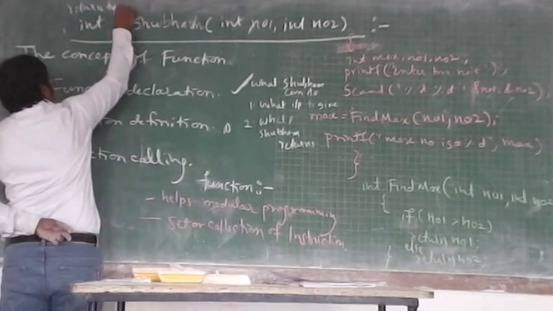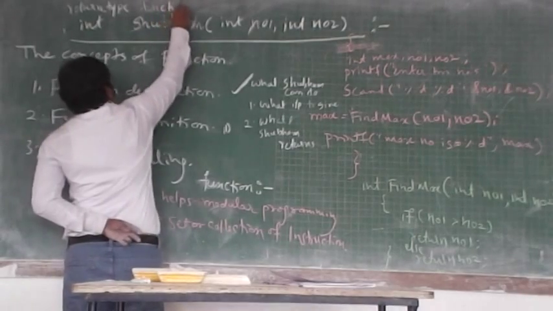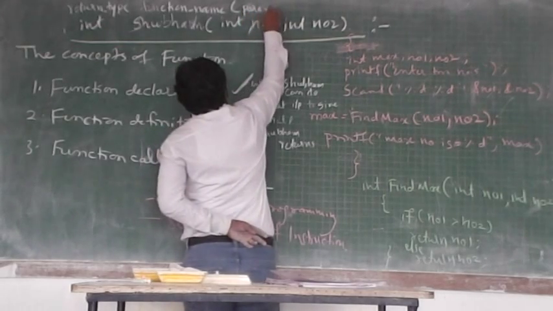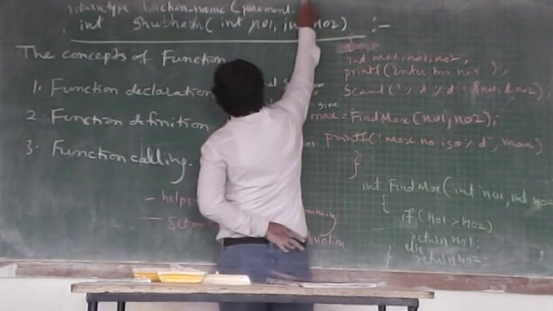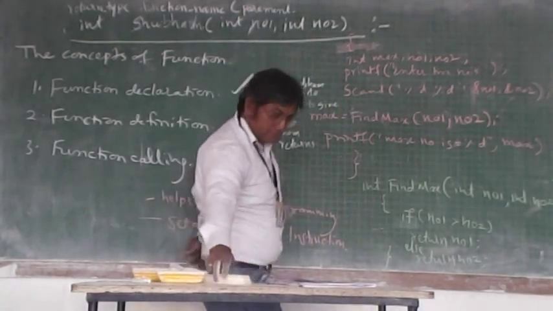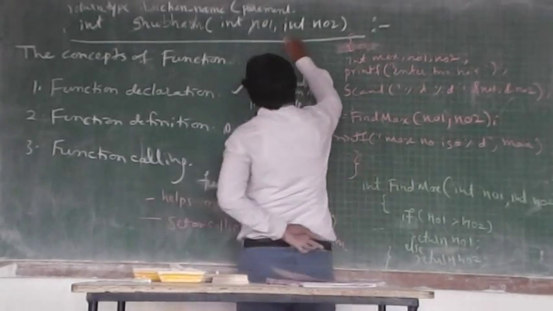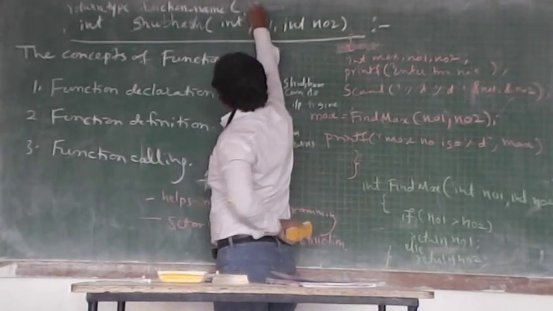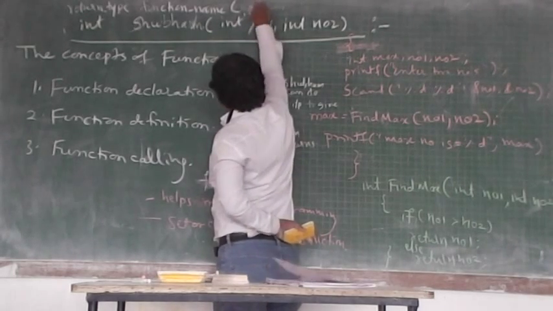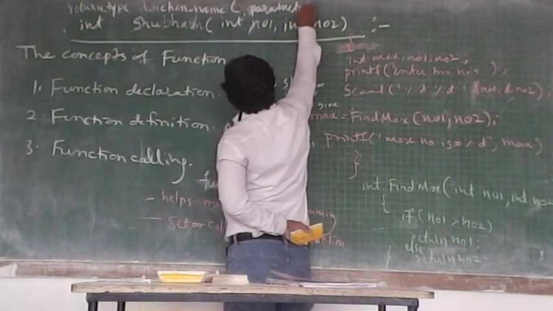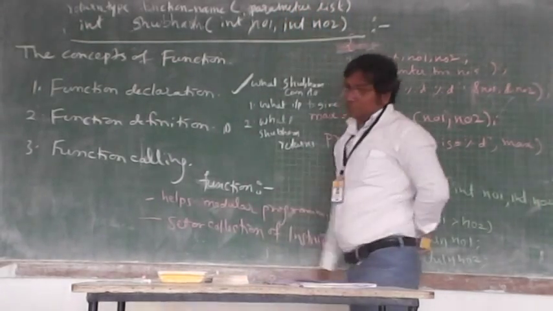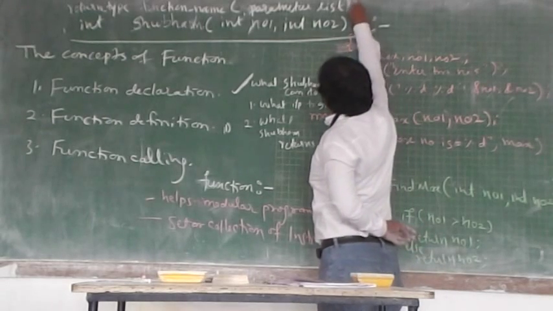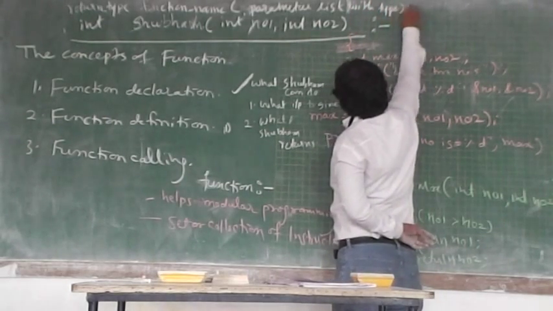Return type, please note down, space function name, and parameter, or you can say argument list. Parameter list, with type you wrote down. Type is important for declaration.